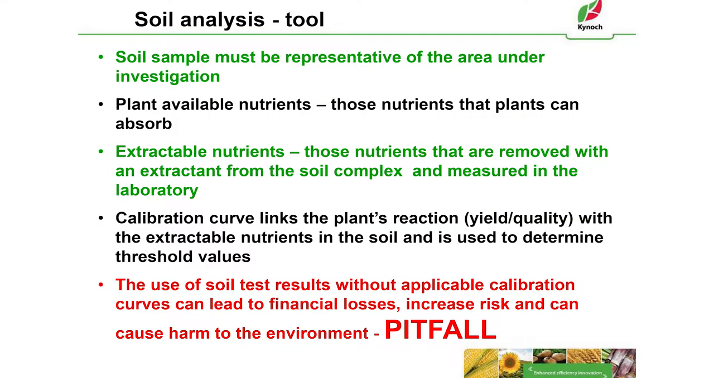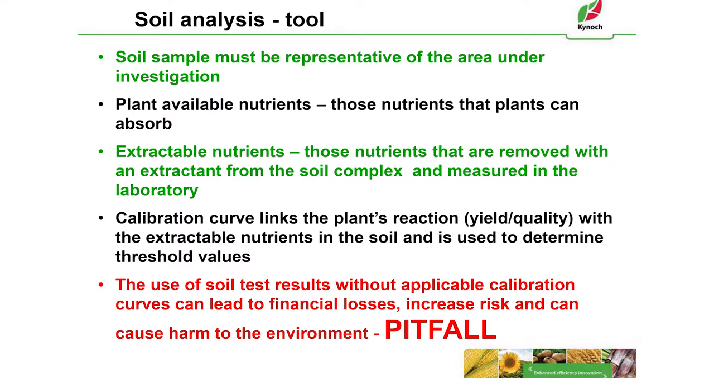And that's another thing, and Fossey also mentioned that. Plant available nutrients, those nutrients that plants can absorb, nutrients that can be taken up by plants. That's plant available. Extractable nutrients, those nutrients that are removed with an extractant from the soil complex and measured in the laboratory. That's not plant available. A lot of people think that the number you get on your soil sample report is plant available. It's not. It mimics the plant, but it's extracted by a specific extractant. And that's why there are different numbers for different extractants.